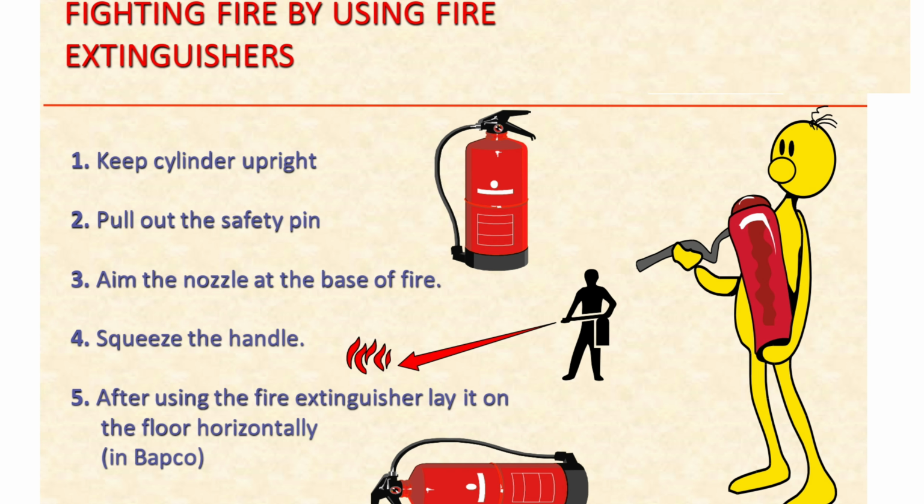Fighting fire by using fire extinguishers. 1. Keep cylinder upright. 2. Pull out the safety pin. 3. Aim the nozzle at the base of the fire. 4. Squeeze the handle. 5. After using the fire extinguisher, lay it on the floor horizontally.